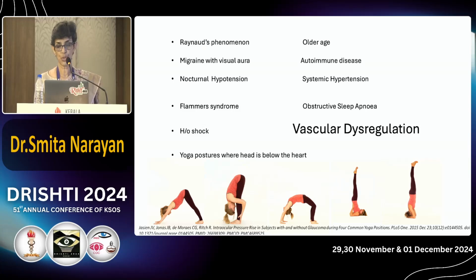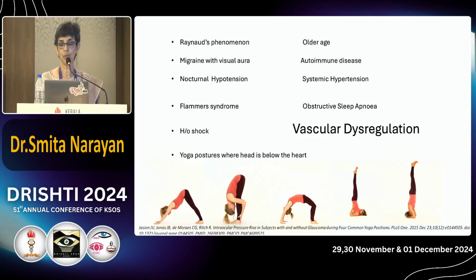With the patient, we should ask about the history of migraine with visual aura. We should also ask about the history of shock, or if the patient had to be hospitalized and needed a large blood transfusion, or any surgery where again there was a need for large blood transfusion, and if the patient performs yoga where the head is below the heart.